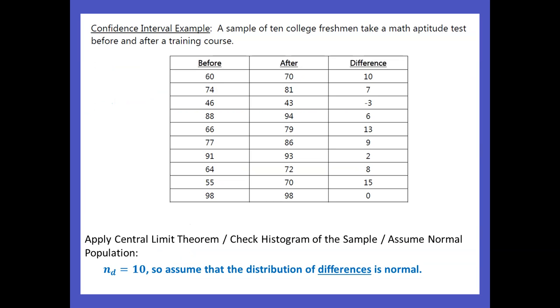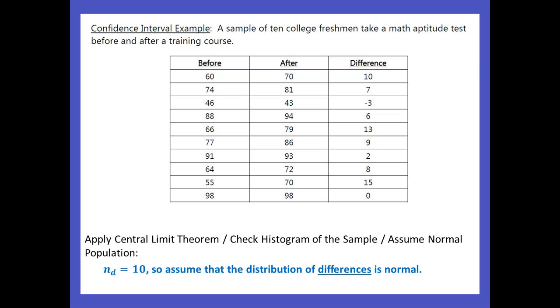For this example, where we have scores on a math aptitude test before and after taking a training course, going forward, to find the confidence interval, the only column that matters is the difference column. We're going to treat the difference like it's the variable, so the specific numbers of the before and after columns don't really matter after we have the differences computed. Then we can just focus on those.